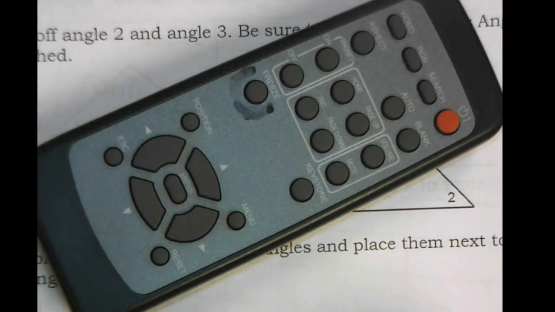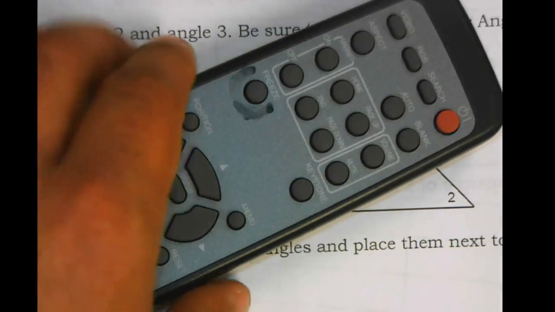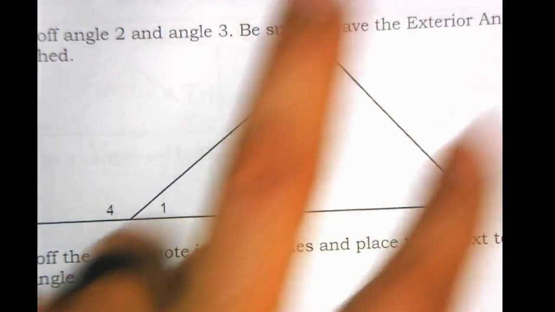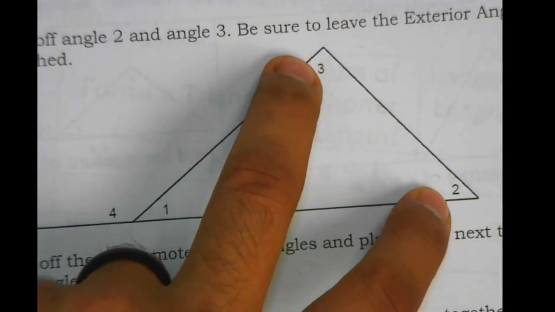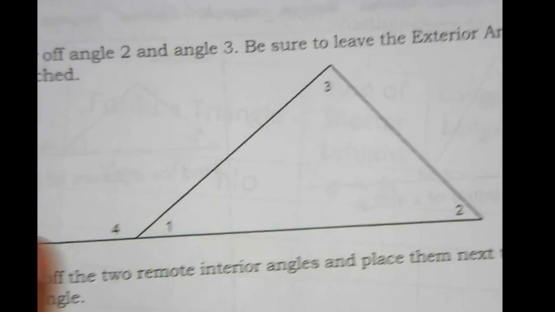Remote. Have you all ever heard of a remote island? That would mean far away, right? Usually you use a remote control when you're far away from something. And what else? Sometimes you can remotely access your computer, obviously when you're not in front of it, when you're far away. Now, that's a vocab word. Remote interior means when they're the two that are the farthest away, add those up, and it equals the exterior angle.